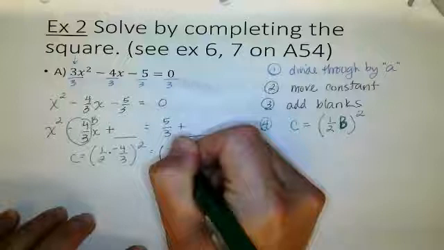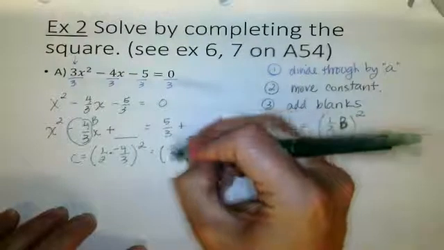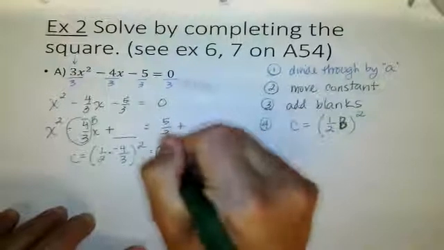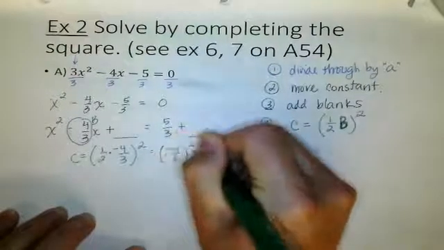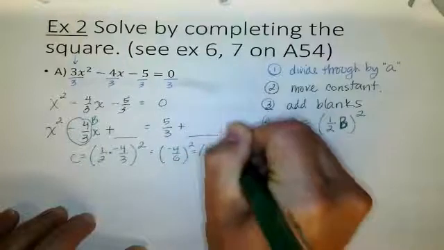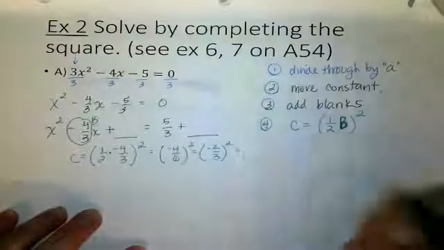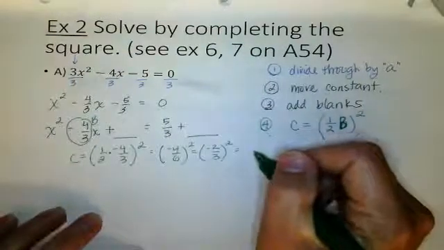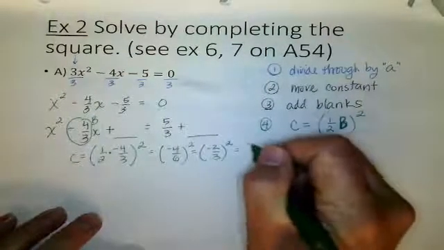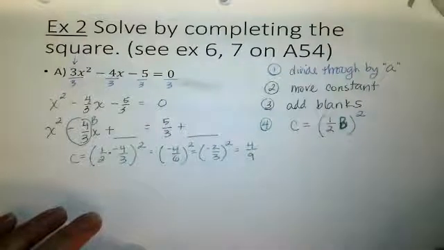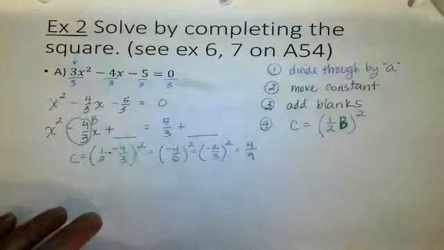Negative 4 over 6, if you will. Negative 4 over 6, which reduces to negative 2/3. And what is negative 2/3 squared? 4/9. Negative 2/3 times negative 2/3 is positive 4/9. So this is the C value that we get to add in.